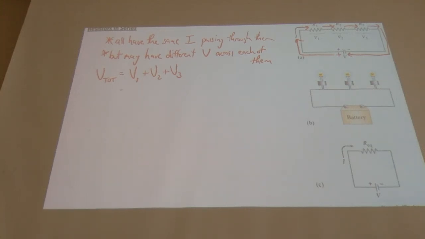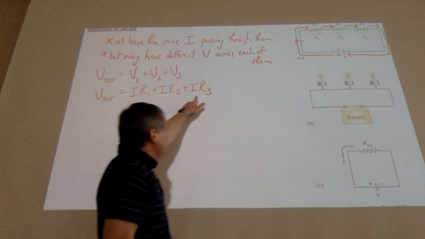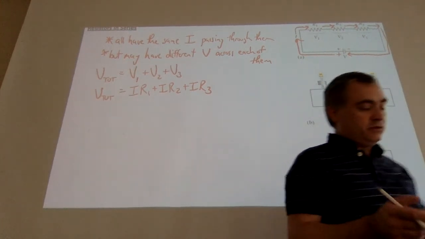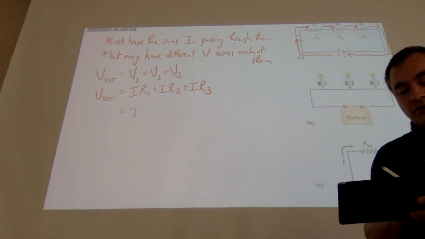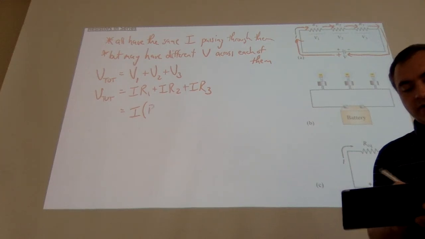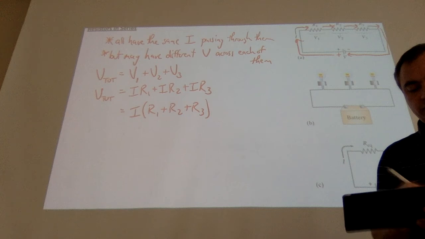And I can use Ohm's law to re-express this. V total is also equal to the current times resistor 1 plus the current times resistor 2 plus the current times resistor 3. I don't need a subscript on the current because they're all the same. And V equals IR for each one of them. So we applied Ohm's law 3 different times for the 3 resistors. Then I can factor out the current. So it's the same I everywhere times R1 plus R2 plus R3.